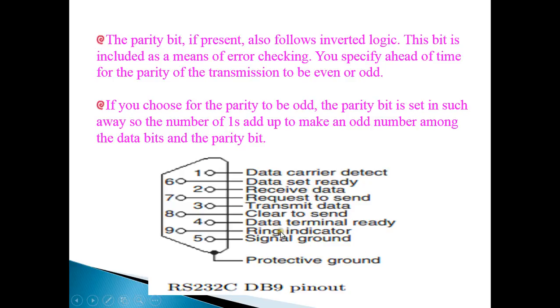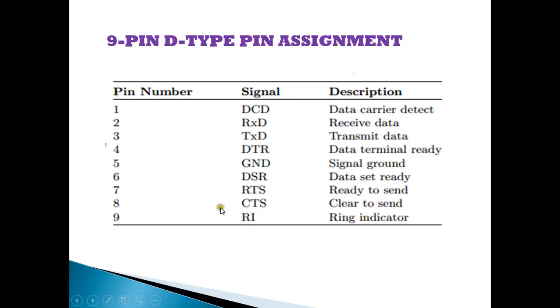RS-232 pin layout: 1 is data carrier detect, 2 is receive data, 3 is transmit data, 4 is data terminal ready, 5 is signal ground, 6 is data set ready, 7 is request to send, 8 is clear to send, 9 is ring indicator. This is called protective ground. This is the 9-pin D-type pin assignment, same as the pin diagram.